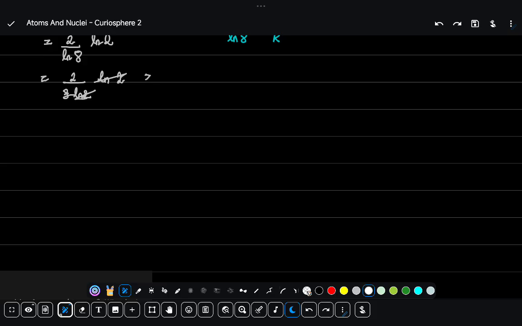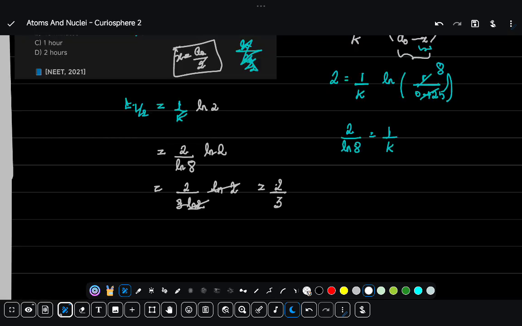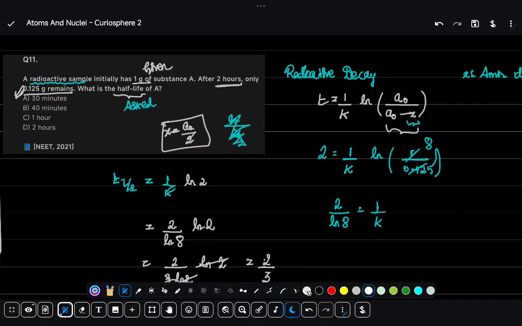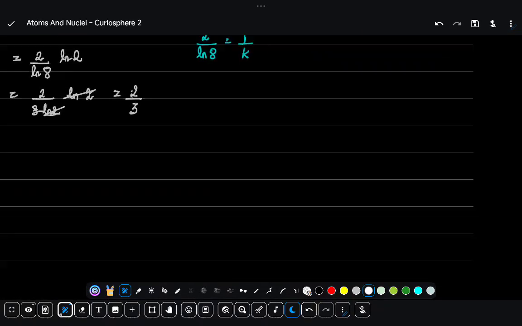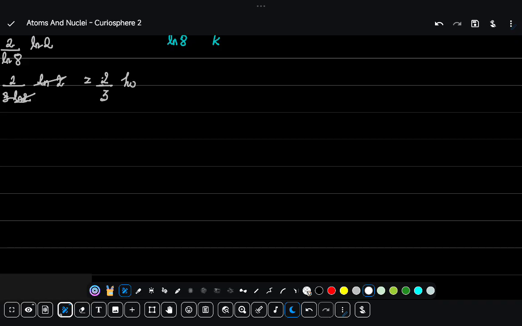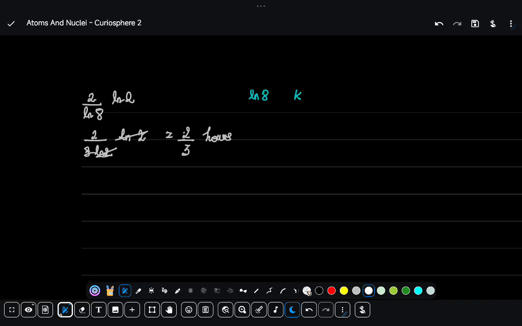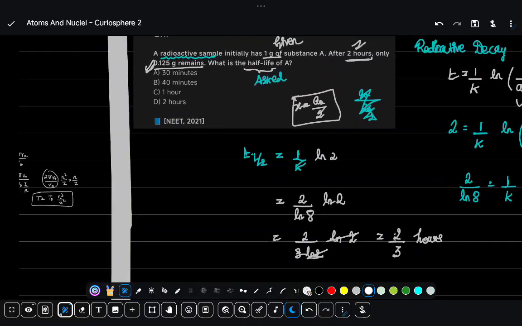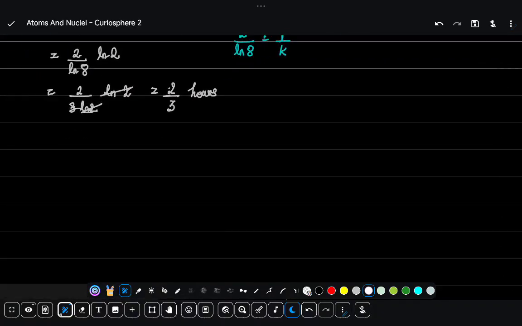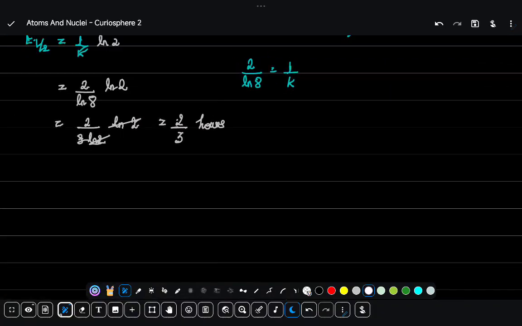Is it hours or minutes? 2 by 3 hours or minutes? Here it is given hours. You should be very careful with the units. 2 by 3 hours. Now, is there any option with 2 by 3 hours? No. Some options are given in minutes, so we will check by converting into minutes. To convert 2 by 3 hours into minutes, we multiply it by 60.